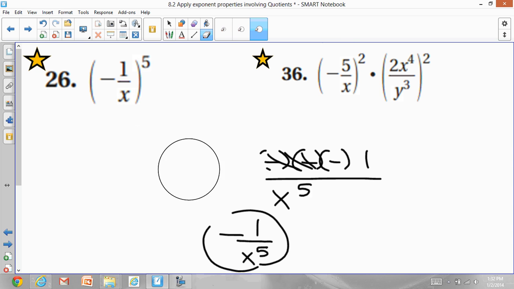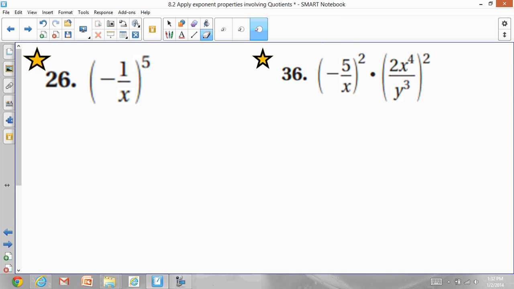Pause the video, rewind the video, and rewatch it again to understand this. Copy question number 36. This one, please do not do it in your head. There are multiple steps involved, and you've got to be careful on the rules for the exponents, and you have negatives to deal with also.